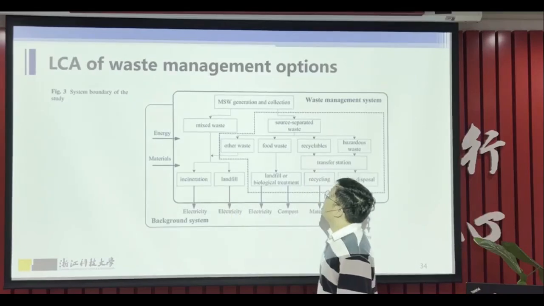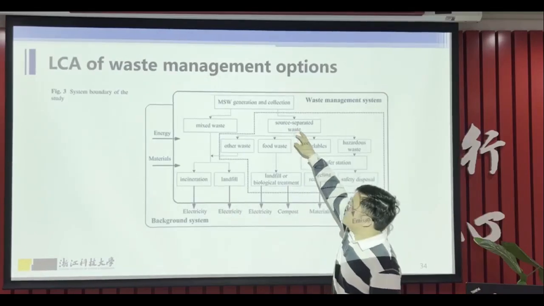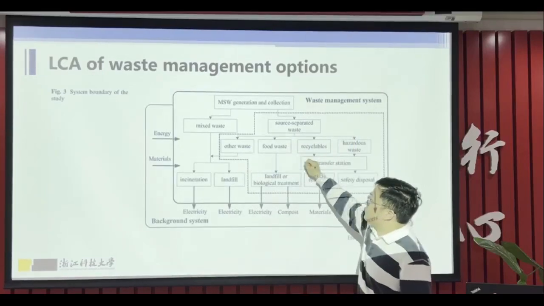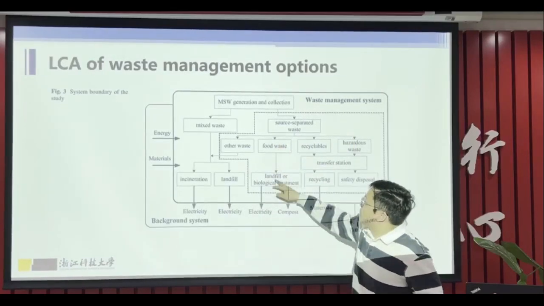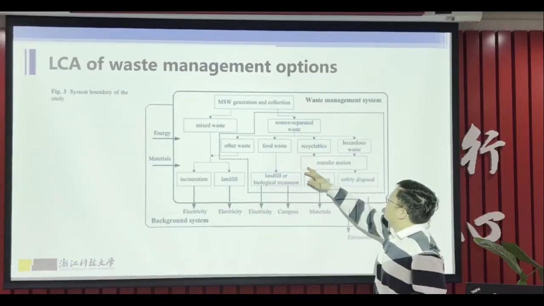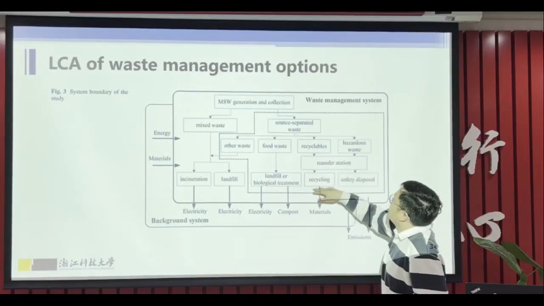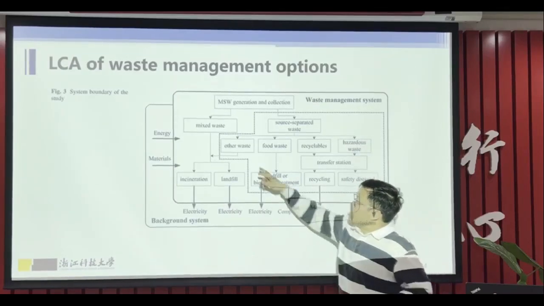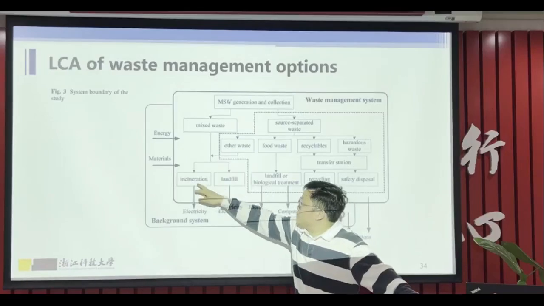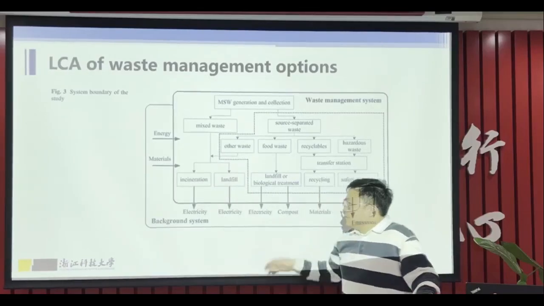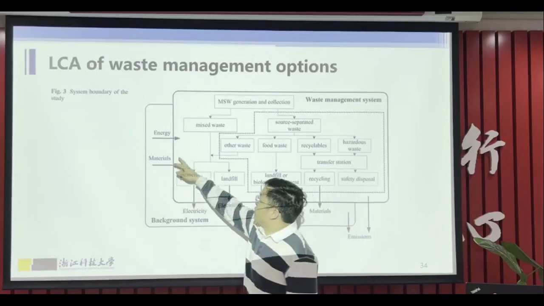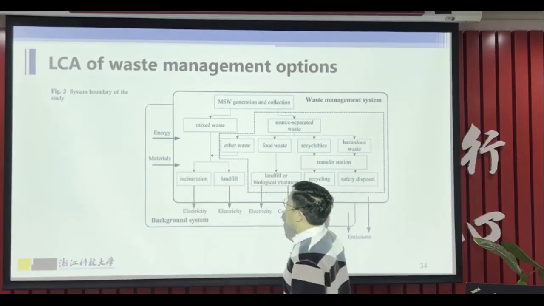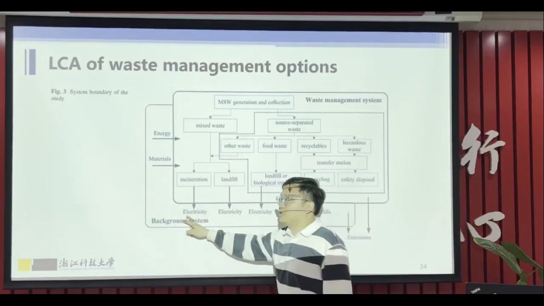energy use. For source-separated collected waste, we have different types of waste collected: food waste sent to landfill sites, recyclables sent to recycling, and hazardous waste to safety disposal. Other waste is sent to incineration plants and landfill sites. And all the energy and the materials used in the system are considered in this system. Also, we have some output of the system.